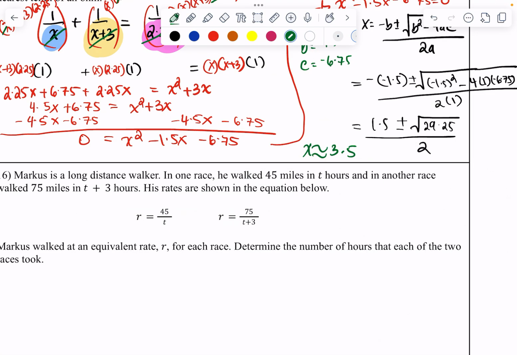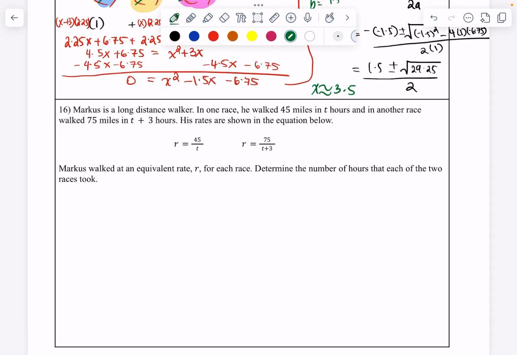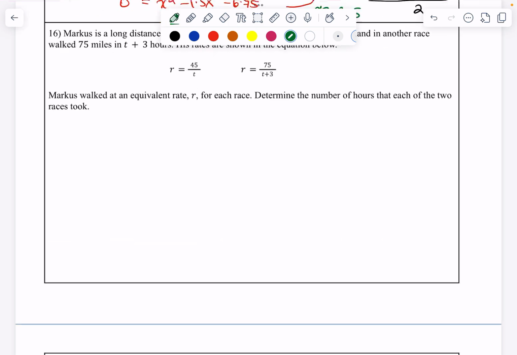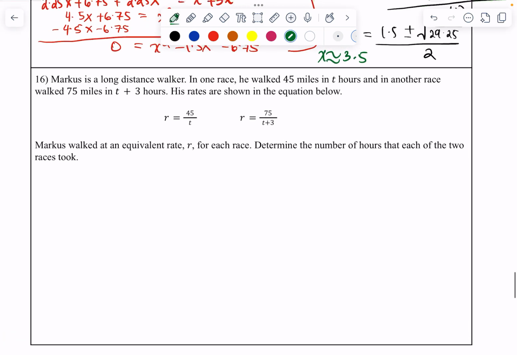Our next question: Marcus is a long distance walker. In one race, he walked 45 miles in t hours, and in another race he walked 75 miles in t plus 3 hours. We have to determine the number of hours that Marcus walked at an equivalent rate. Determine the number of hours it took for each race.